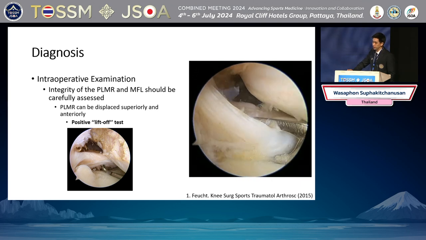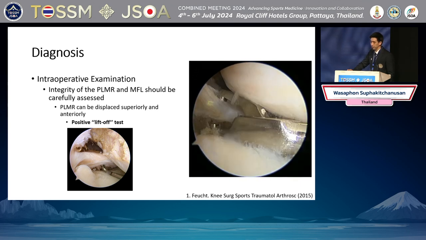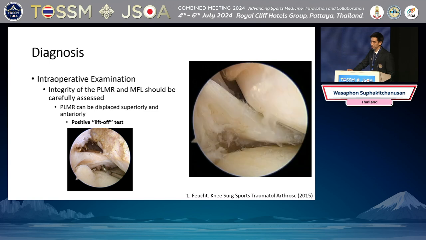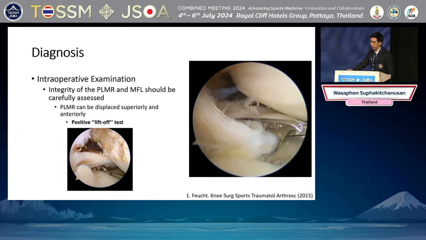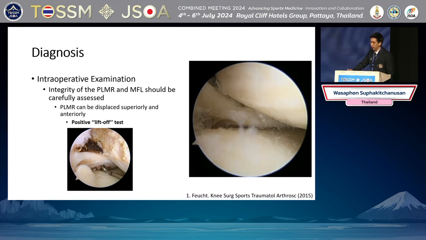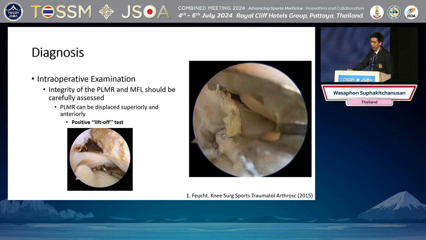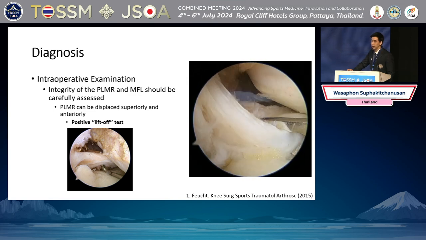During the surgery, it's crucial to carefully assess the integrity of the posterolateral meniscus root and meniscofemoral ligament. The posterolateral meniscus root can be displaced superiorly and anteriorly, and a positive lift-off test can indicate a tear.